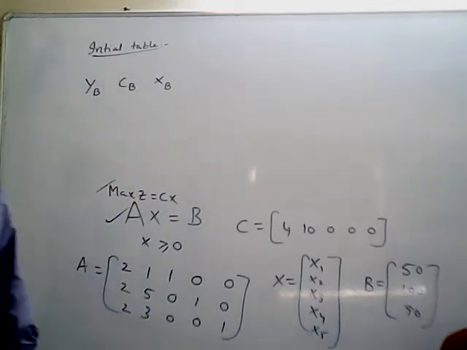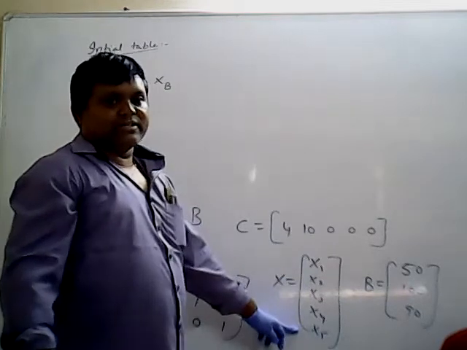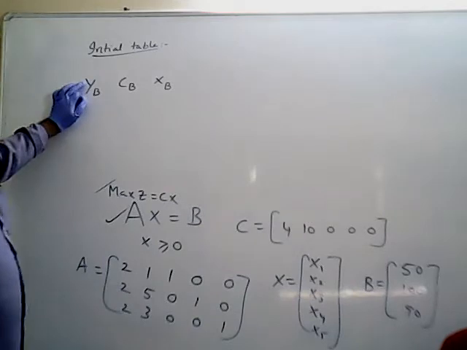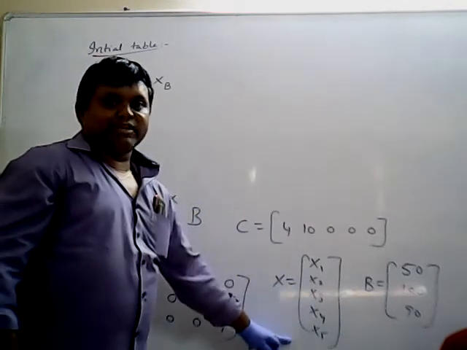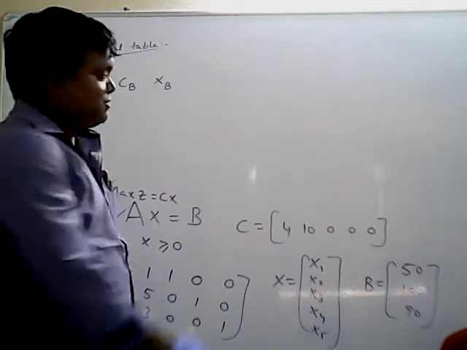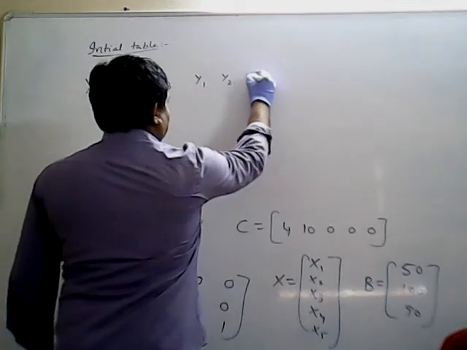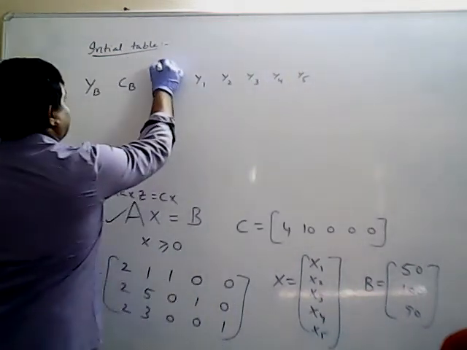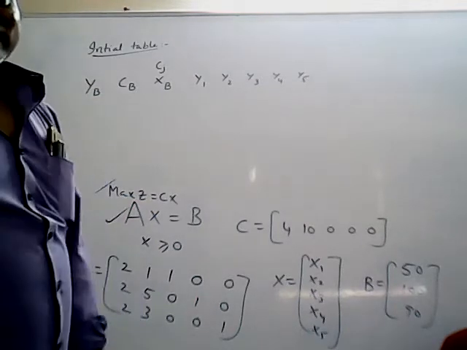Next, how many variables are there in the problem? 5 variables are there. Generally variables are denoted as x1, x2, x3, but I have denoted the basis as y. So I will take y1, y2, y3, y4, y5. Later on I will convert it in terms of x. And Cj is the cost matrix. So this is the table required.